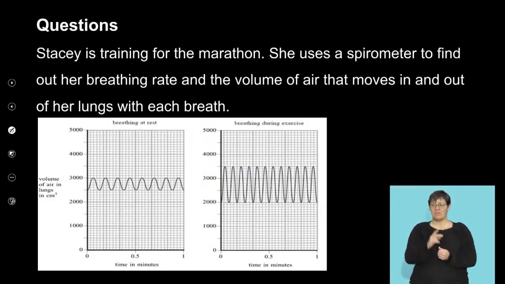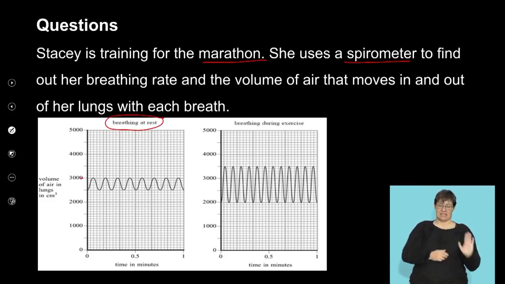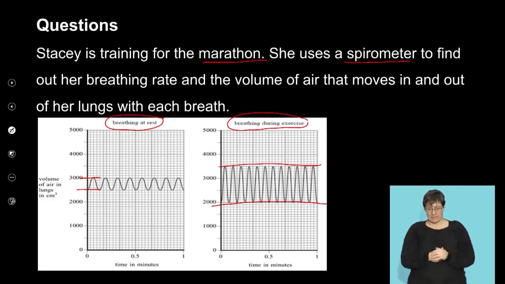Now I've put a question on the board here for you. It says, Stacey's training for a marathon. She uses a spirometer to find out her breathing rate and the volume of air that moves in and out with every breath. This is Stacey's breathing rate at rest, and this is what happens to her breathing rate when she exercises. When we exercise, I need more oxygen in because I need to get more carbon dioxide out.